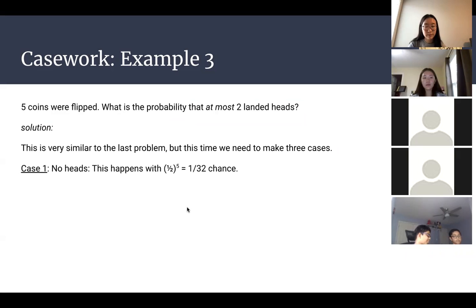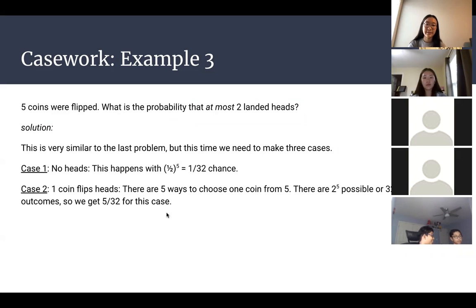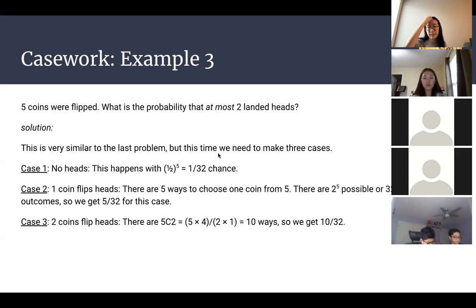Yeah, that's correct. So we have 5 coins and we're going to choose one of them to be heads, so that would just be 5 choose 1. And then for the third case, 2 coins are going to be heads, and that's just 5 choose 2. If you calculate that out, that's going to be 10 ways. So our probabilities were 1 over 32, 5 over 32, and 10 over 32. We have to add those cases up to get a probability of 1/2.